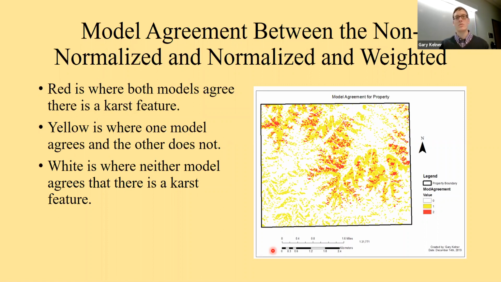Looking at the model agreement between the two models, the areas in red indicated in this figure show where both models agree that there is a karst feature present. The yellow, as shown in this figure, is where one model agrees that there is a karst feature present and the other model does not. The areas in white show where neither model agrees that there is a karst feature present.